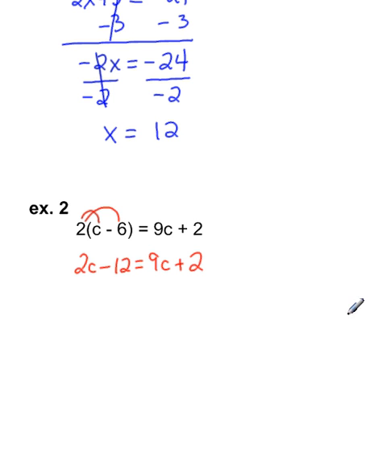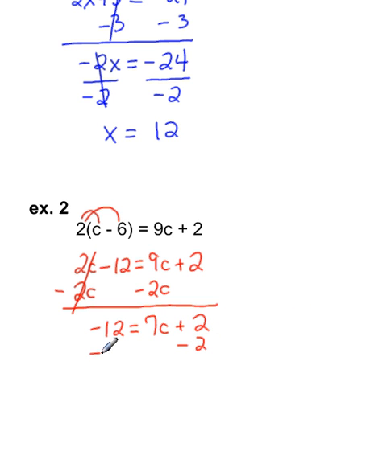This time, let's take our 2c and move it to the right side. Once again, it doesn't matter which side you move it on, but just for the sake of variety, let's try something a little bit different with example number 2. So I can see over here, my 2c's will cancel, and the left side has a negative 12 is equal to 7c plus 2. The next thing we'll do is subtract 2 on both sides.